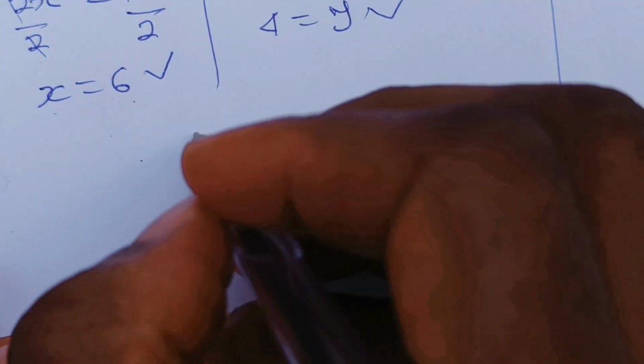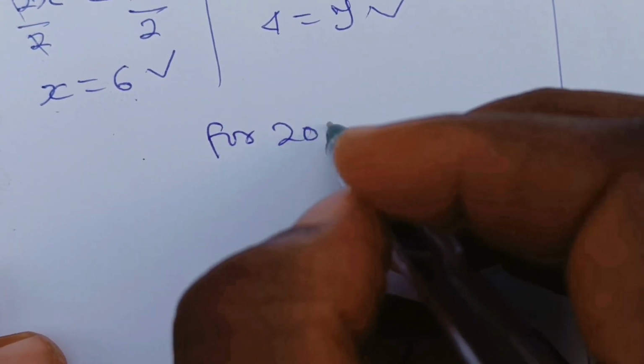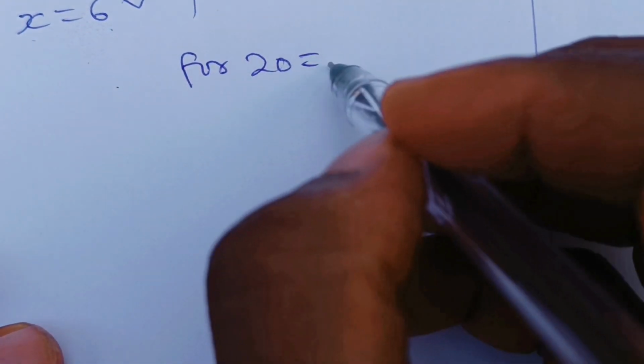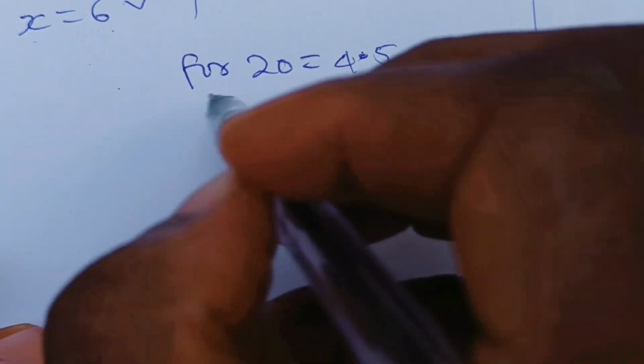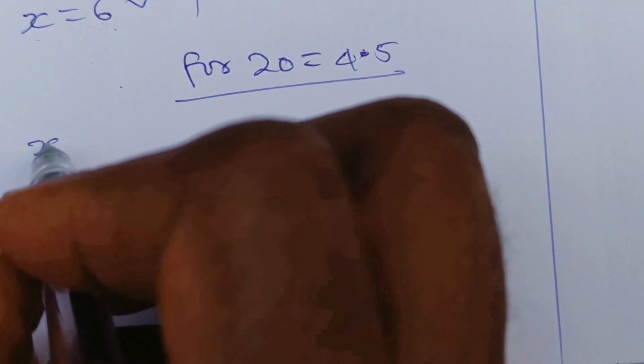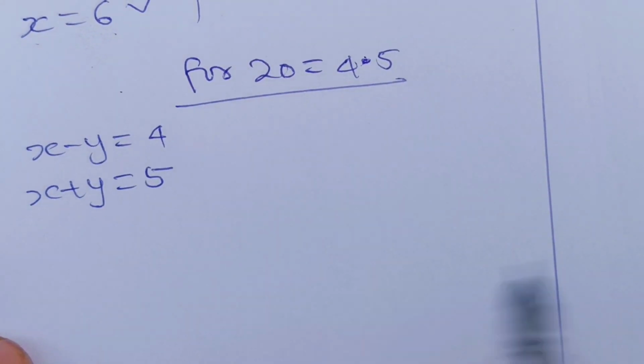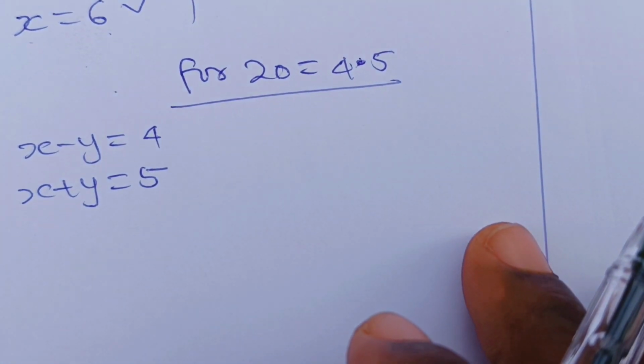Now let's check the third one. For 20 equals, the third one is 20 is equal to 4 times 5, right? So for 20 equals 4 multiplied by 5, we can see that x minus y is equal to 4 and x plus y is equal to 5.